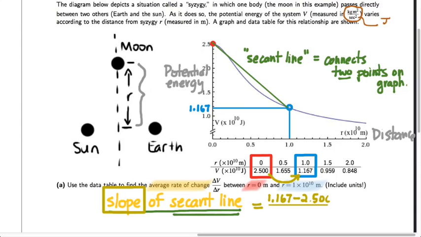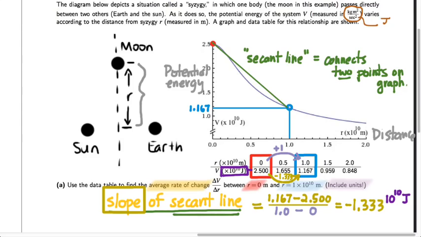And like any good slope, it's measured as a difference in y values. So subtracting these y values gives you negative 1.333. Divided by a difference in x values. Subtracting the x values here gives you 1. And so when that arithmetic settles, we get negative 1.333 is the slope of this green secant line. Now, what are the units of that slope?